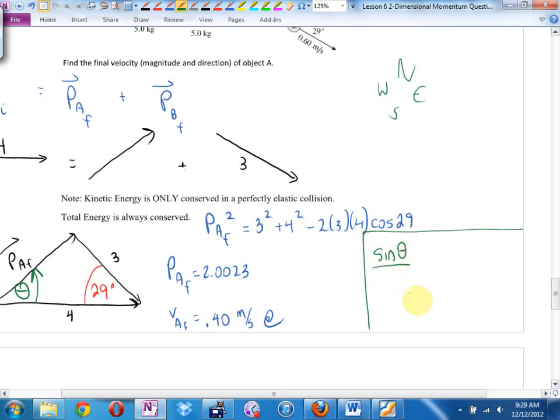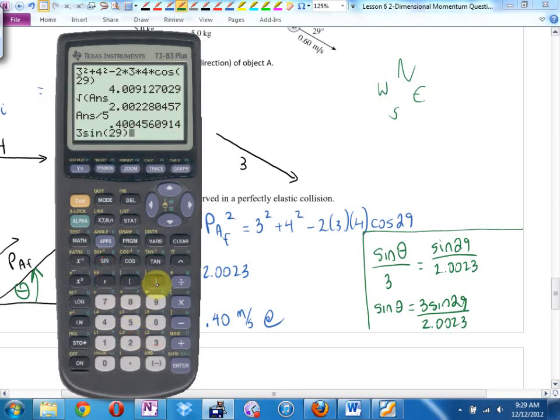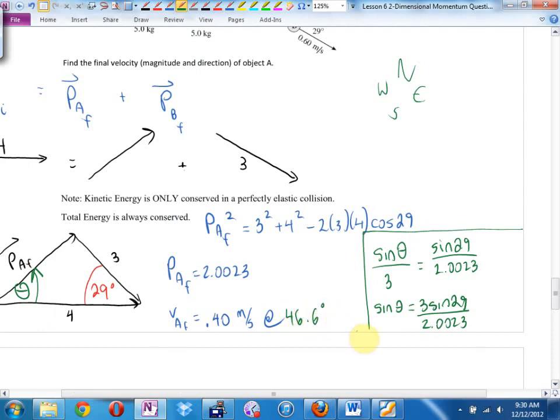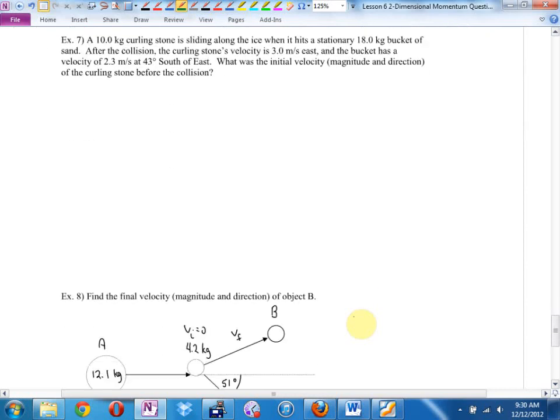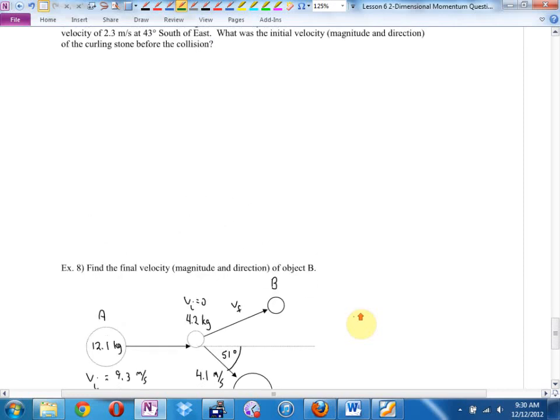Sine of the mystery angle theta divided by what's across from it equals sine of the angle that I know divided by what's across from it, which was 2.0023. I think I'm going to get sine theta equals 3 sine 29 all over 2.0023, and then I'll inverse sine that. You get 46.6 degrees? Yeah? And what did we say that was? North of east. Turn the page. North of east.